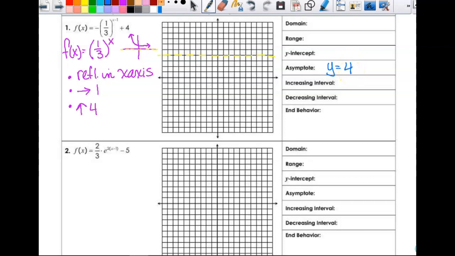Figure out my anchor points. That's why this sketch is important here. All of the exponentials are going to start with 0, 1. So I'm going to put my pencil at 0, 1. I'm going to reflect in the x-axis and end up here. Go to the right 1.